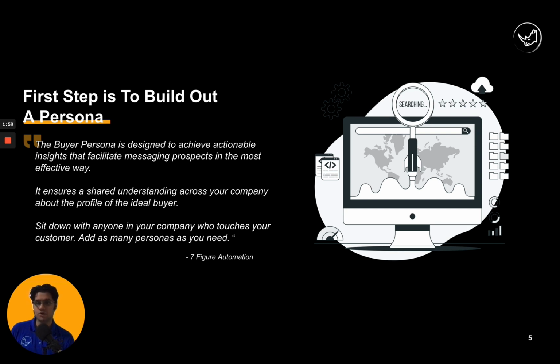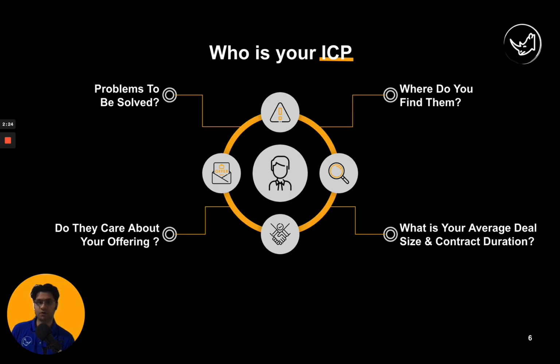Sit down with anyone in your company who touches your customer, and add as many personas as you need to, right? So the first thing you want to do is start building out a persona. There's a lot of great literature out there. We have a framework we're going to introduce right now, but something I really want you to get into a good habit of is, okay, when I launch this cold email campaign, who am I trying to reach out to, and which persona is this actually appealing to? On that note, who is your ICP, or your ideal customer persona?